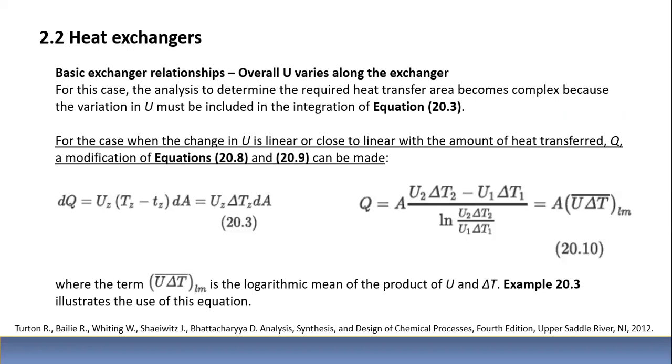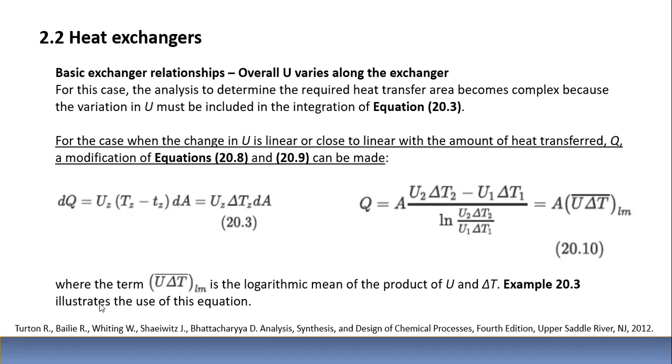For this case, the analysis to determine the required heat transfer area becomes complex because the variation in U must be included in the integration of equation 20.3. Now we have to integrate 20.3, considering that U does change along the length of the exchanger. For the case when the change in U is linear or close to linear with amount of heat transfer Q, a modification of equations 8 and 9 can be made, and then we will obtain equation 10.